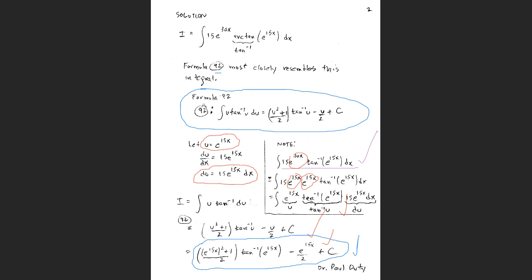Very good. WebAssign would take this answer, but the e to the 15x squared, I can write as e to the 30x. Are there any questions on this? Okay. If we wanted to, we could rewrite the answer a little bit this way. And this would be our antiderivative.